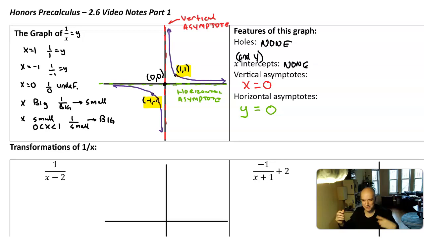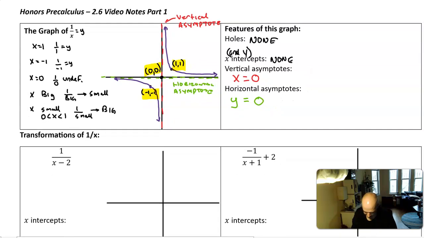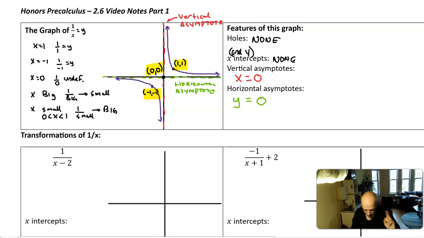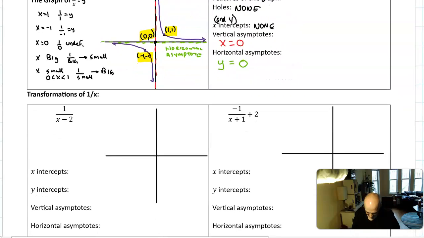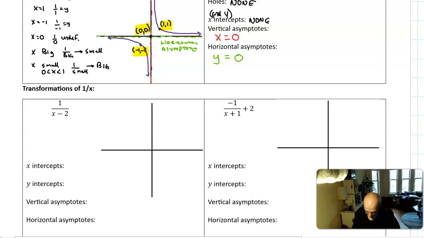But when we're thinking about taking this graph and moving it around, it's actually really nice to think about where 0, 0 moves to. And that's what we're going to do in our first little section, which is all about transformations of this one graph. So let's take a minute and look at some transformations of 1 over x.